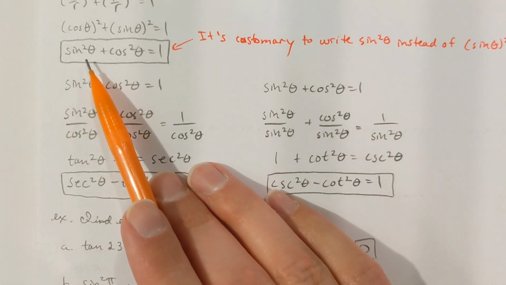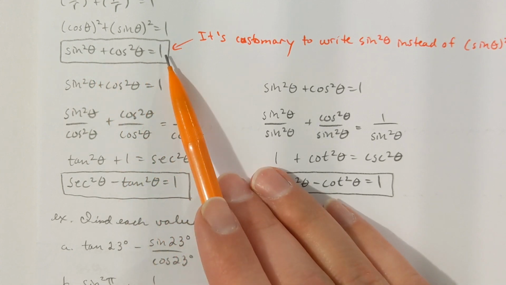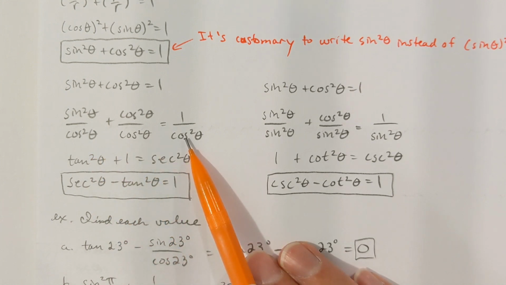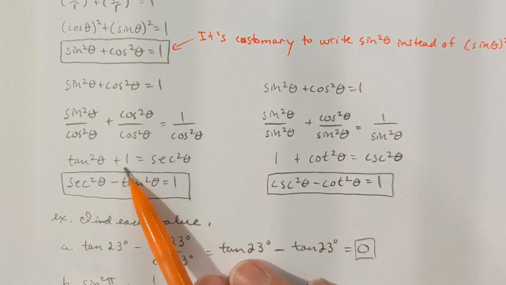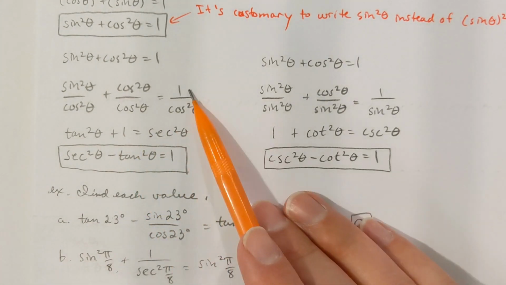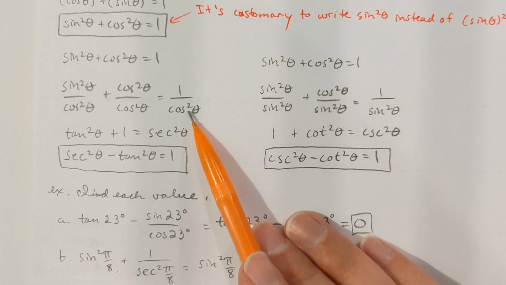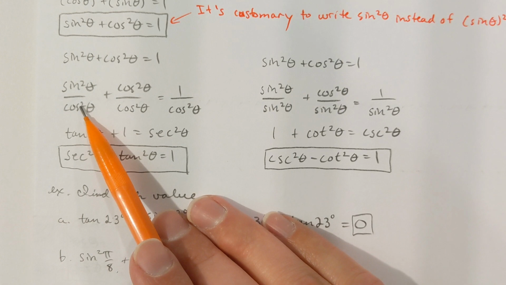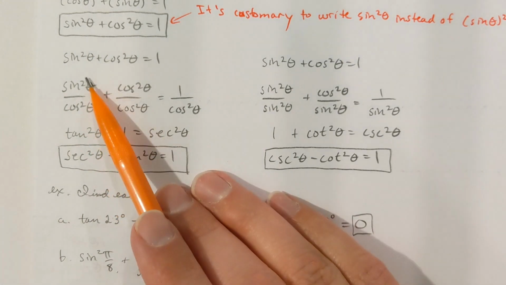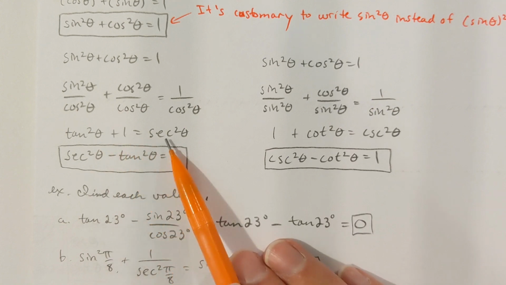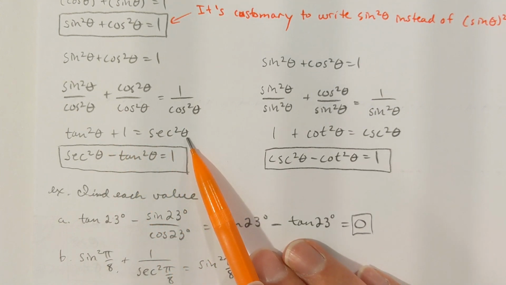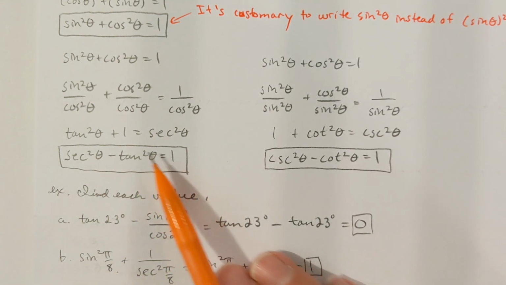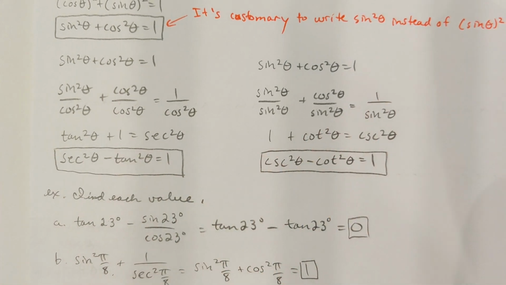Now, in this identity, sine squared theta plus cosine squared theta equals 1, if you divide both sides by cosine squared theta, then cosine squared theta over cosine squared theta is 1. 1 over cosine theta is secant theta, so 1 over cosine squared theta would be secant squared theta. Sine theta over cosine theta is tan theta, and now you're squaring that, so you'll have tangent squared theta plus 1 equals secant squared theta, or if you subtract tangent squared theta from both sides, secant squared theta minus tangent squared theta equals 1. That is another Pythagorean identity.